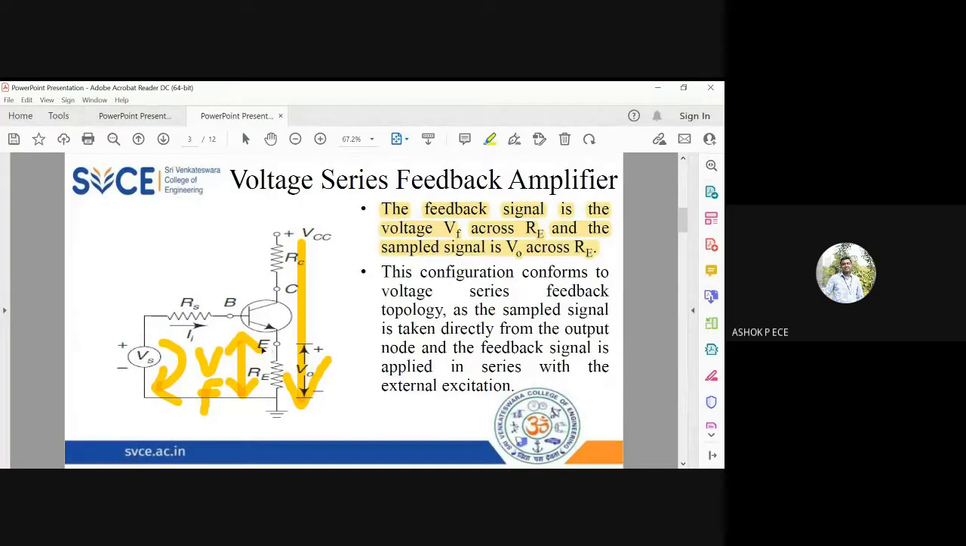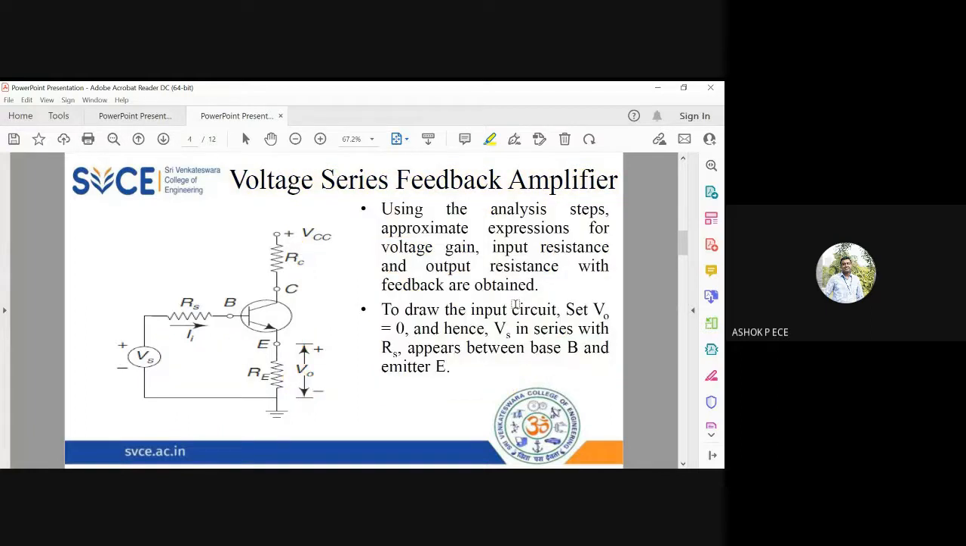Okay, so whatever output voltage is produced, that is fed back to the input. So I can say VF equal to V naught. So the output voltage measured across RE is same as the feedback voltage measured across VF. So this topology confirms the voltage series feedback topology, as the sampled signal is taken directly from the output and it is mixed in series with the input. So from the output I take the voltage and I'm going to mix it in series with the input. So this is going to be a perfect example for voltage series feedback configuration.